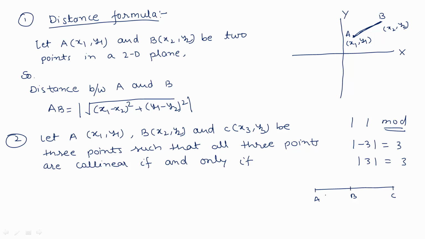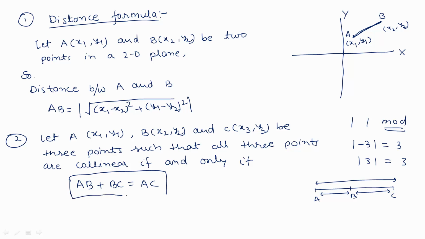The simple method is the distance of AB plus the distance of BC is equal to the distance of AC. If and only if, the necessary condition is AB plus BC is equal to AC. This is the necessary condition. If given 3 points satisfy this condition, then we can say that the given 3 points are collinear.